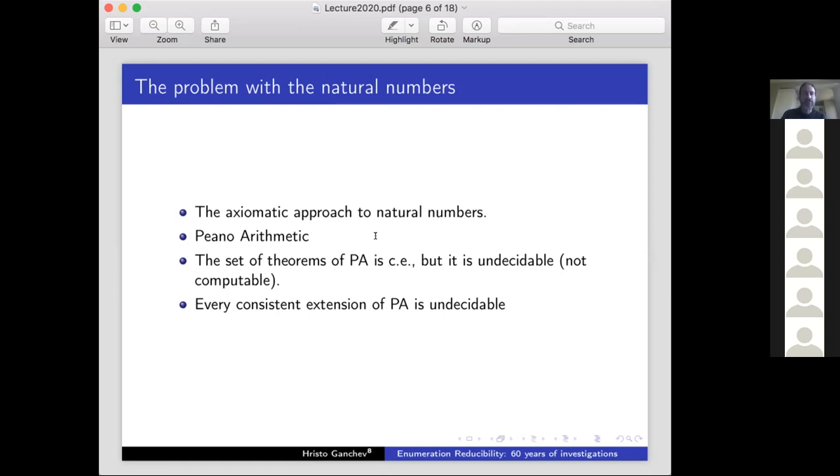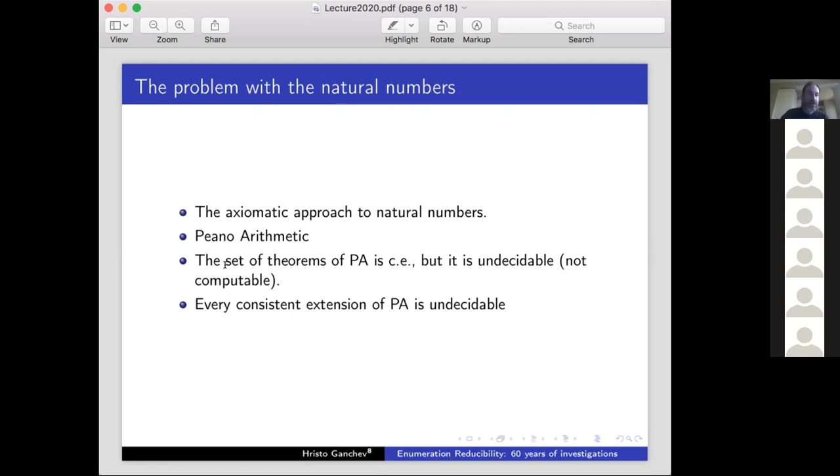And from the computability point of view, the set of theorems of Peano arithmetic is computably enumerable, but it is not computable. And further, every consistent extension of Peano arithmetic is undecidable. Now, Peano arithmetic is very important because it's actually the base of all mathematics. Every particular branch of mathematics uses natural numbers. So it's very important for us to know the natural numbers.